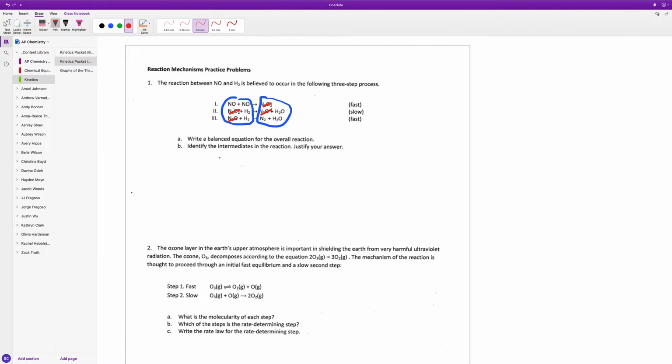So this is for letter A, we've got two nitrogen monoxides and two hydrogen molecules, yields one nitrogen molecule and two water molecules. Just ensure that that's balanced. Two nitrogens on this side, two over here, two oxygens here, four hydrogens, okay? So that's our overall reaction. And they did say it's a reaction between nitrogen monoxide and hydrogen. So we've got those two substances here.